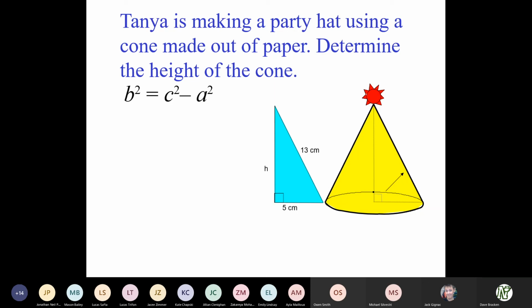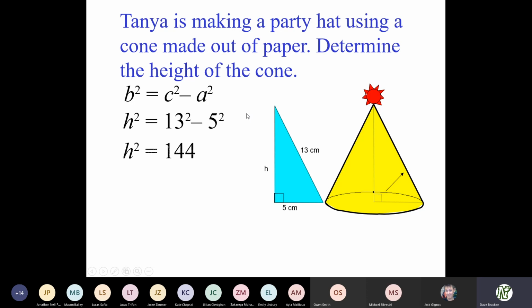The C has to be 13. It's my hypotenuse. The A has to be the other side I know, which is 5. And I'm going to put an H in where the B is. Do you see this change of variable here? Because H is in my diagram. I don't have a B in here, I have an H. So when a person reads this line, h squared is equal to 13 squared minus 5 squared, they know what you're talking about with the H.